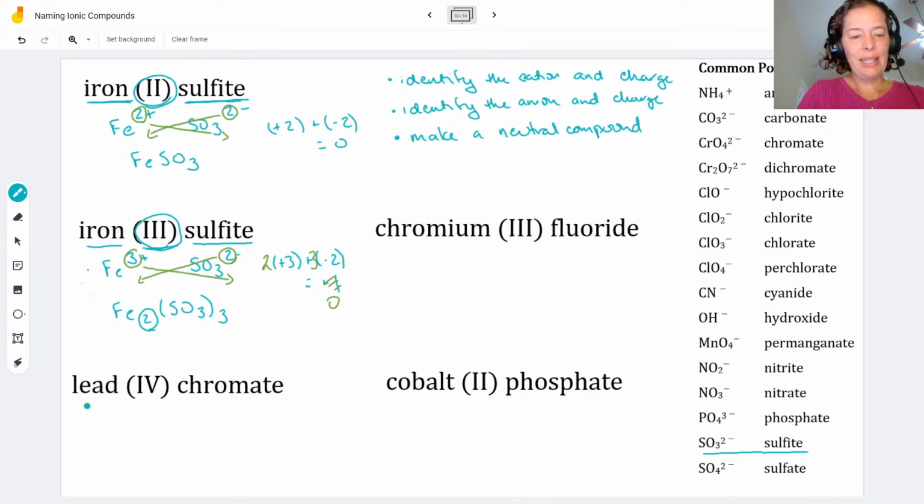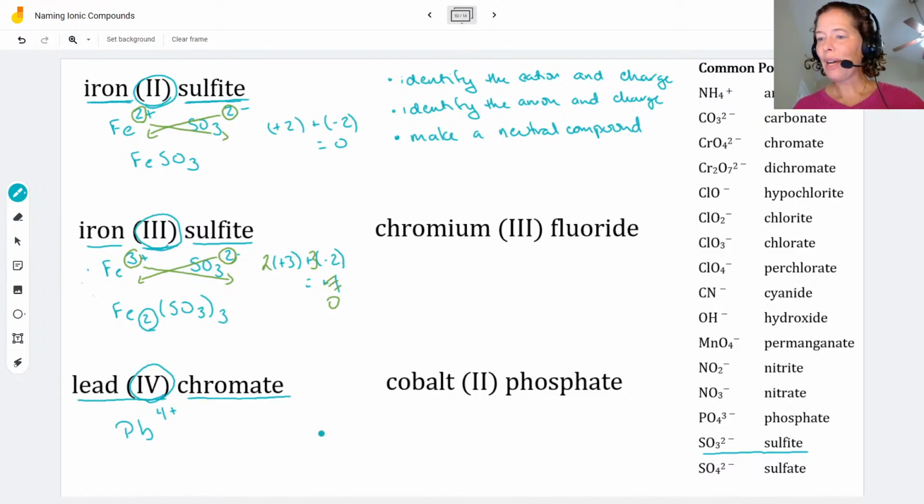Let's keep practicing these. Okay, so we have lead(IV) chromate. Let's get lead first. Lead is all the way in the bottom right of the periodic table. Atomic number 82, its symbol is Pb. This 4 tells me the charge I have on the lead, so that has a charge of +4.